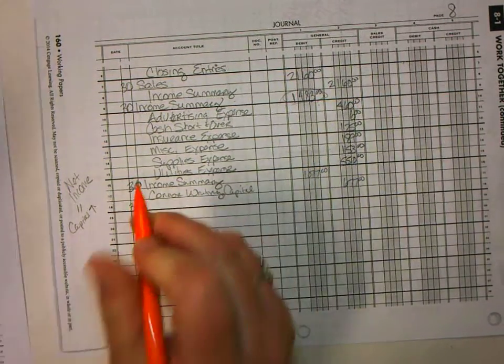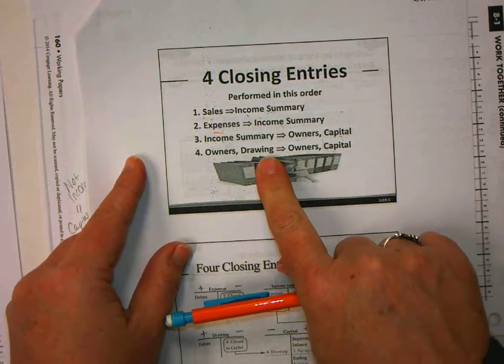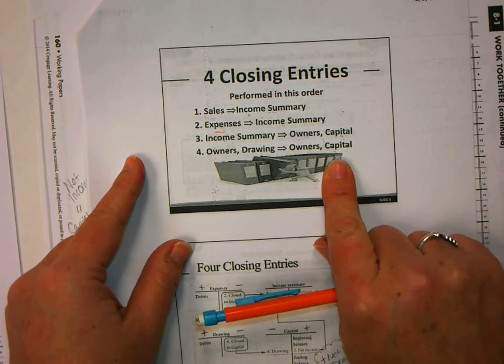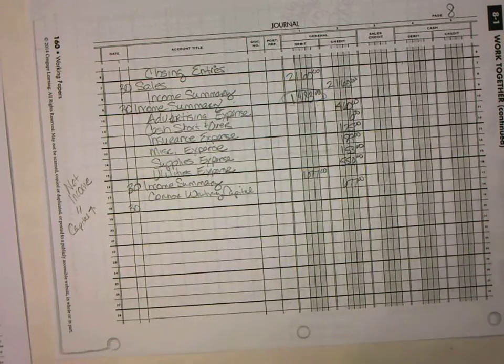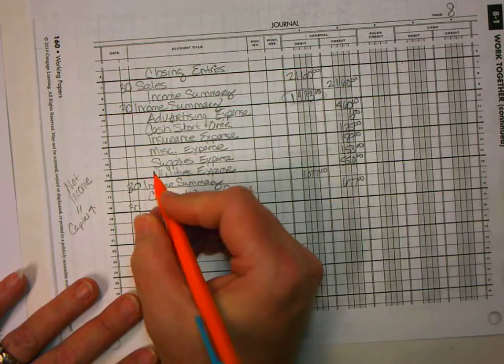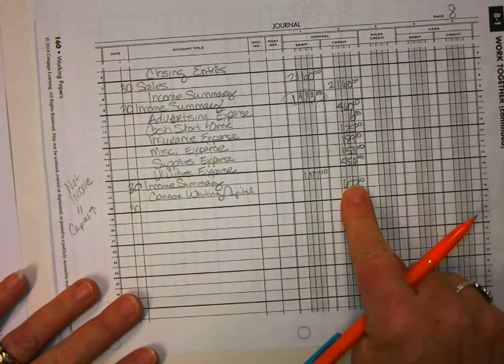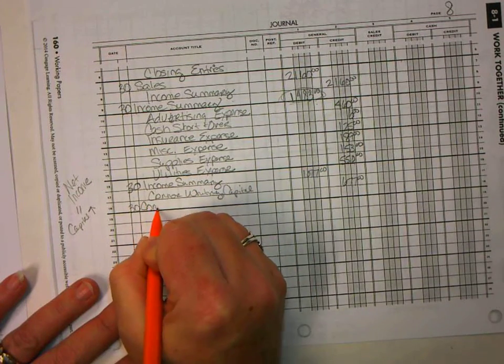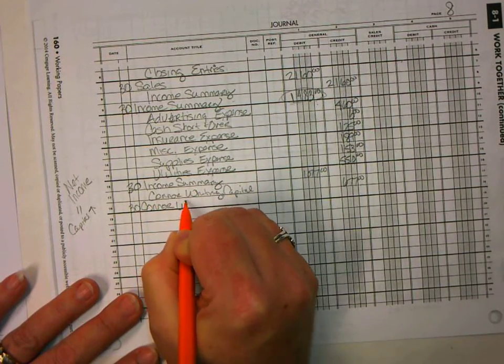Okay, then the last one is drawing and capital. Basically reducing capital by that amount the owner took out. Okay, so our debit, we're reducing capital now. That was increasing it. We'll reduce it with the debit.